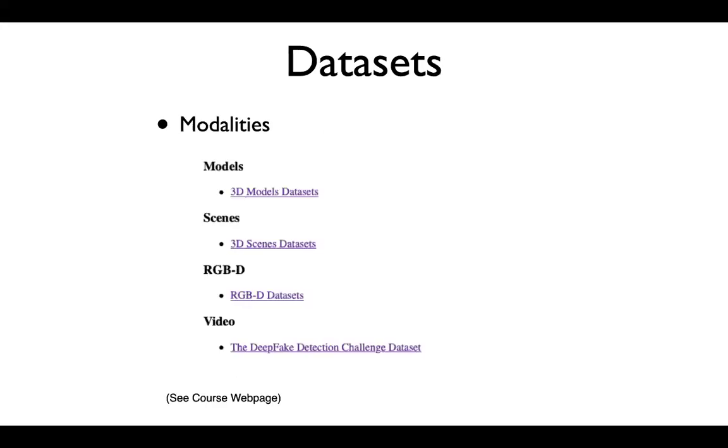Okay, and related to that, we need data sets, right? And there are different types of data sets. Besides images, in this context, in machine learning, to do self-supervision, we can use 3D model data sets, 3D scenes data sets, RGB image data sets, and video data sets. And we have examples of these data sets on the course web page.